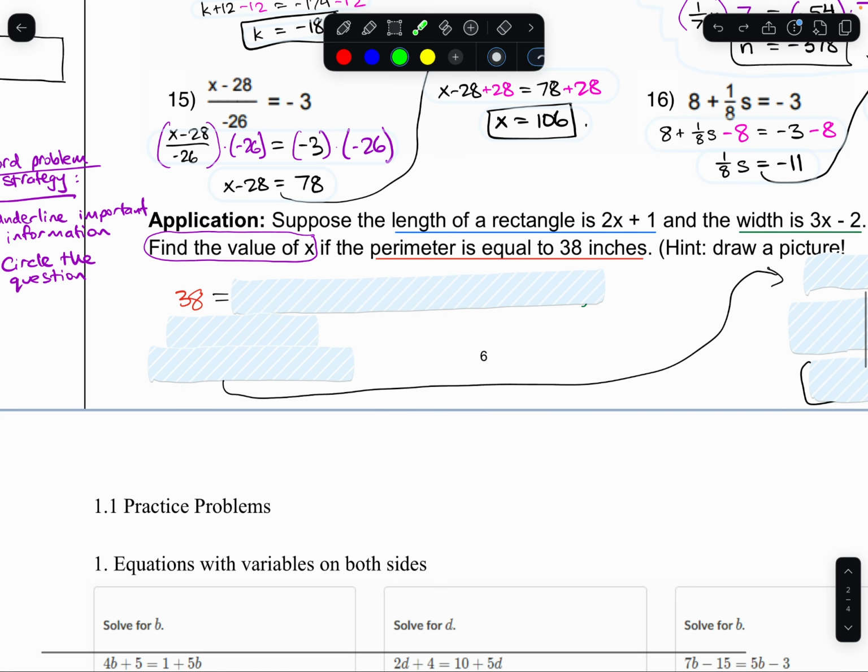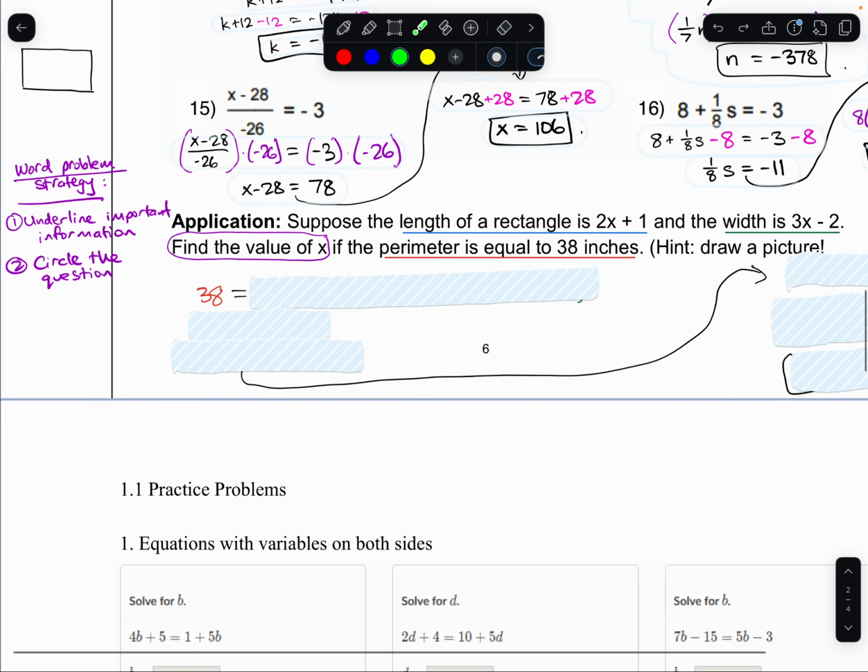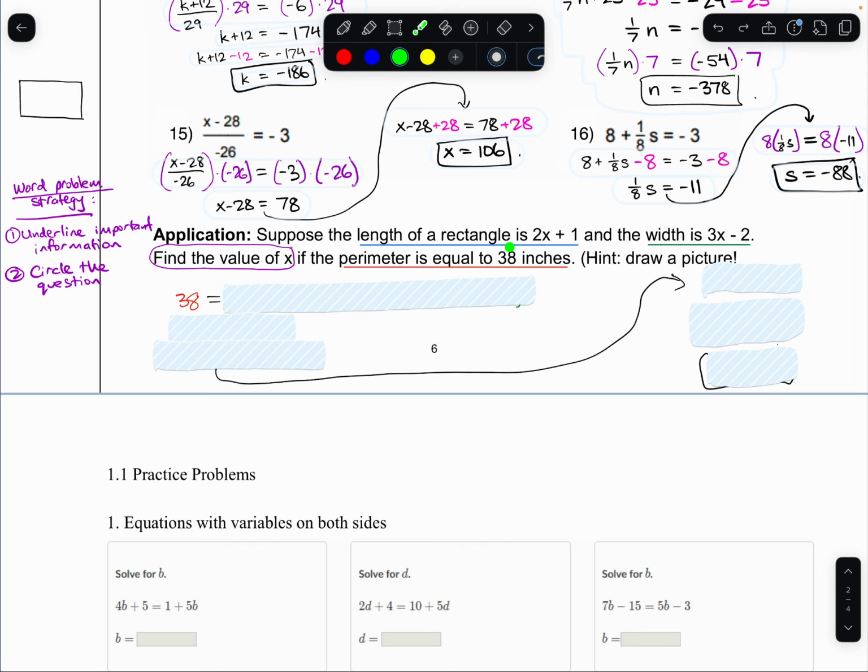All right, this last part, we have a word problem. And for now, I just want to have you do two things. Every time you see a word problem, you need to underline the important information and you need to circle the question. So when it says, suppose the length of a rectangle is 2x plus 1 and the width is 3x minus 2, find the value of x if the perimeter is equal to 38 inches.